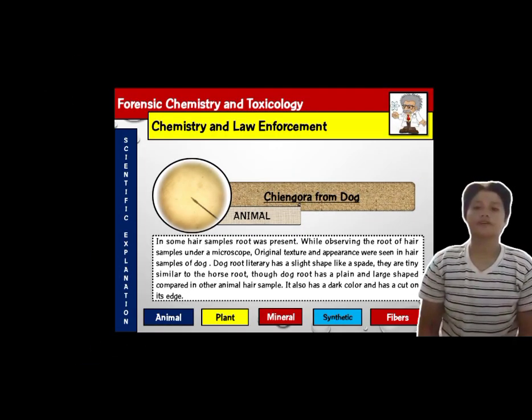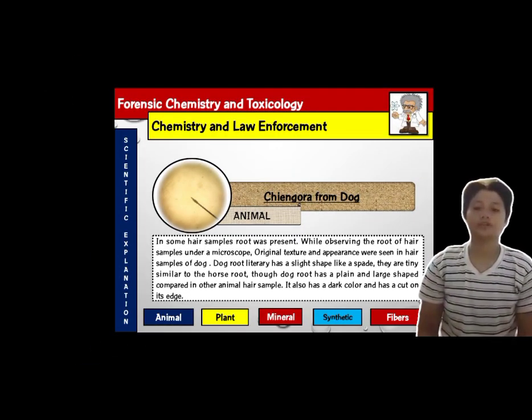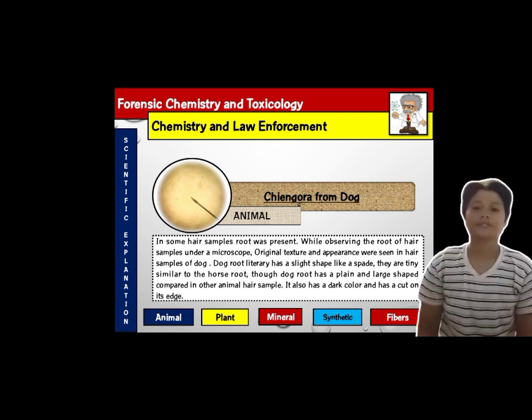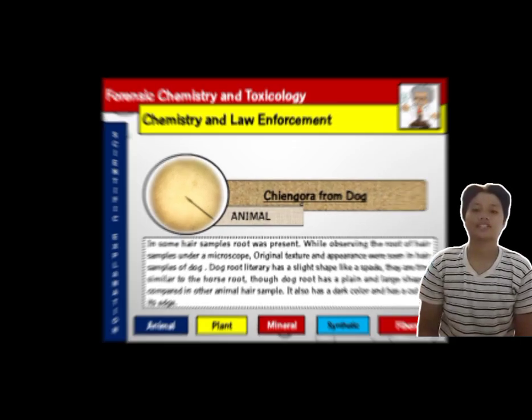One of the samples of animal hair we chose was the hair of a dog. In some hair samples, the root was present. While observing the root of hair samples under a microscope, the original texture and appearance were seen in the hair samples of dog. Dog root literally has a slight shape like a spade. They are tiny, similar to the horse root. Though the dog root has a plain and large shape compared to other animal hair samples, it also has a dark color and has a cut on its edge.